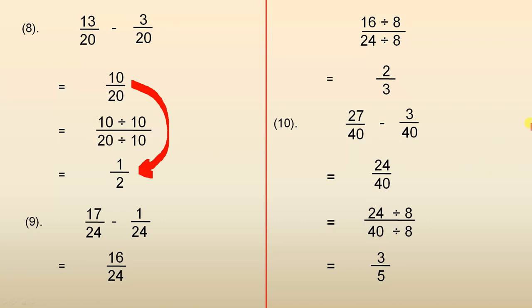So this video has shown how to subtract fractions when the denominators are the same, and we've also continued to see how to simplify fractions.